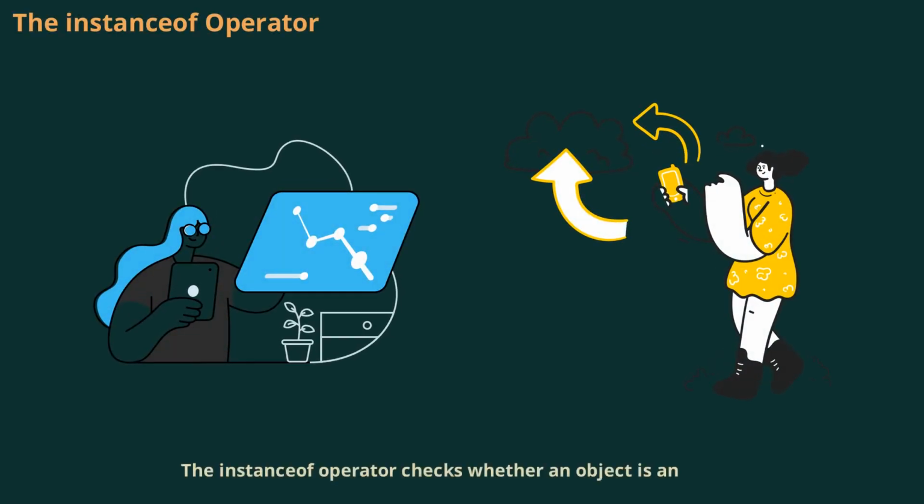The instanceof operator checks whether an object is an instance of a specific class or implements a specific interface. It returns true or false, helping you write type-safe code. Java 16 introduced pattern matching for instanceof, which streamlines type checks and casting, making your code cleaner and less error-prone.